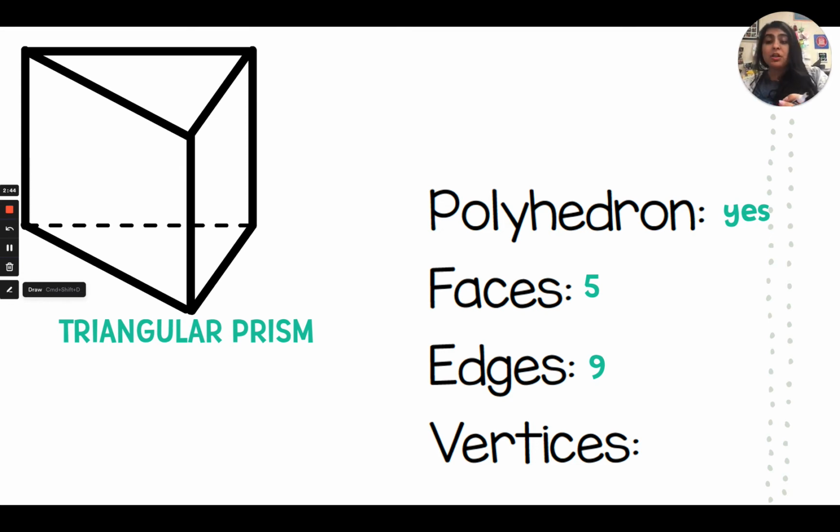Your vertices, you're going to end up having 6 vertices because they intersect at 1, 2, 3, 4, 5, 6. It's where your edges intersect.